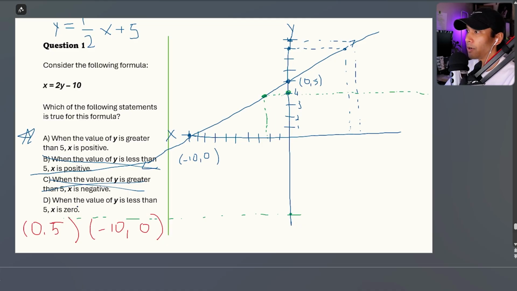It could be true because the 5 is at 0 because we can choose 5. But I don't think that will be on the test. It could be, though. But we know from this statement, when the value of y is less than 5, so anything less than 5, x is 0. That is incorrect because when the point 5 is chosen, that is 0. So we can cross that out.